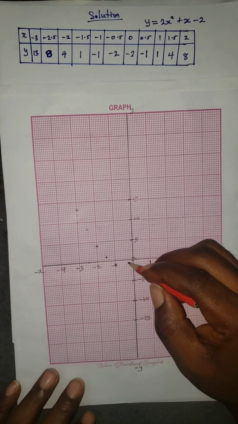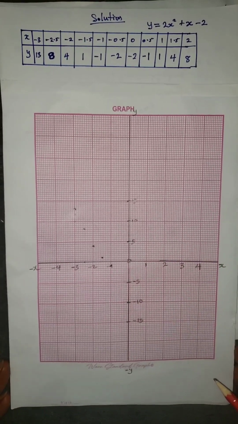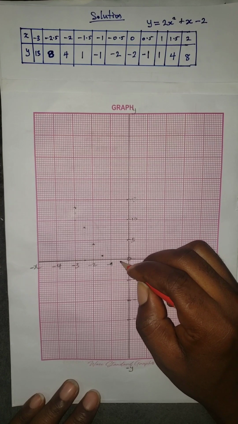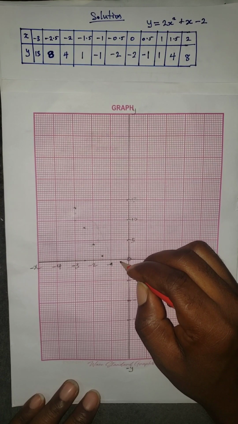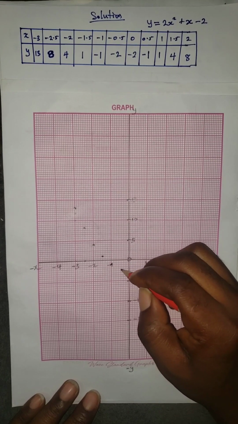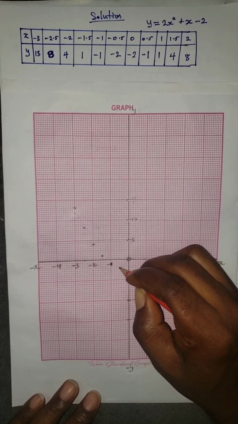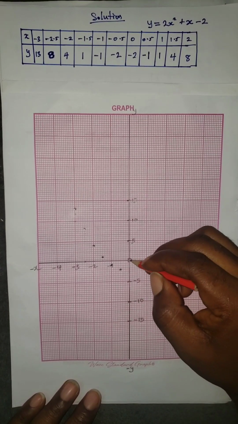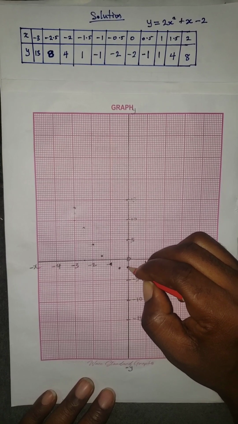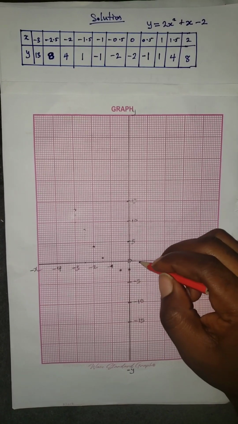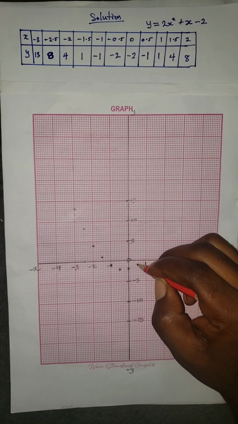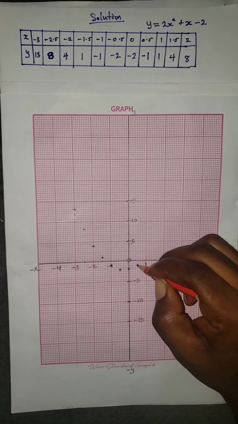Then at -0.5 is -2. So I'll now count for the y-axis: -0.5, -1, -1.5, -2. So -2 will give me here. At 0 is the same -2, so it is on the same value of y. Then at 0.5 is -1, so that will give me this point.